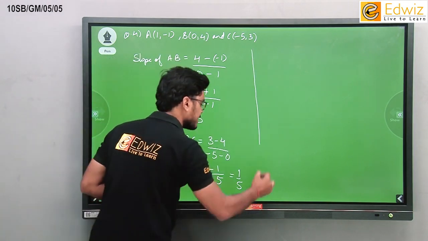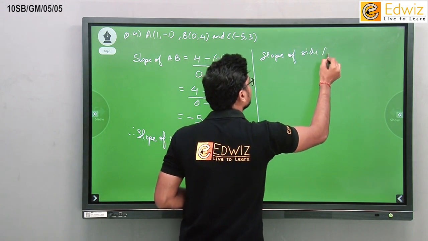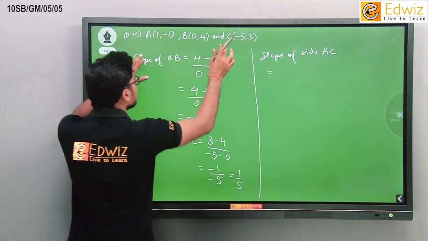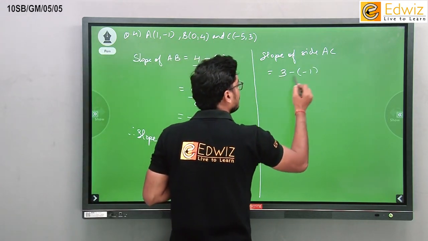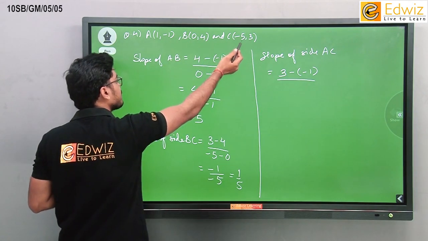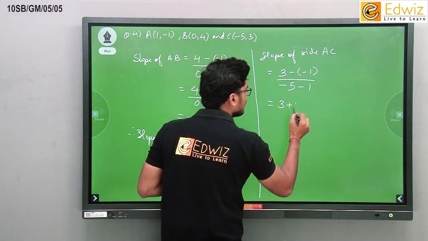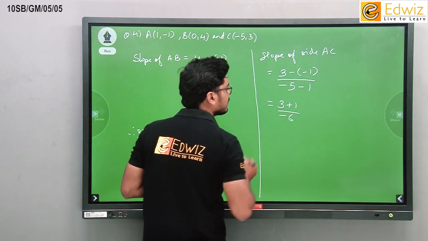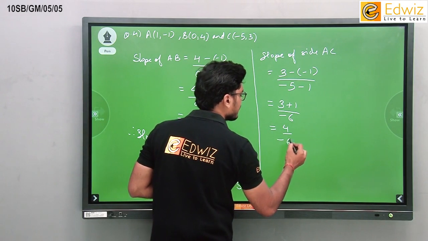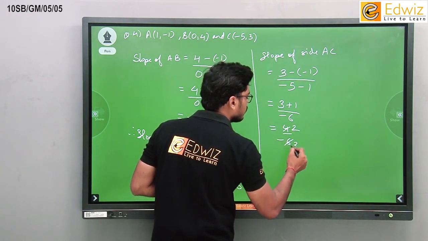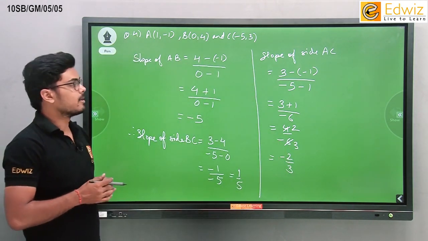And finally, the last side, slope of side AC will be equal to, see, for A and C, y2 minus y1 is 3 minus -1, divided by x2 minus x1 which is -5 minus 1. Okay, so you are getting 3 plus 1 divided by -6. If you add them, you will get 4 upon -6. If you cancel this, 2 2s are 4, 2 3s are 6. So -2 upon 3 is the slope of the third side of the triangle.